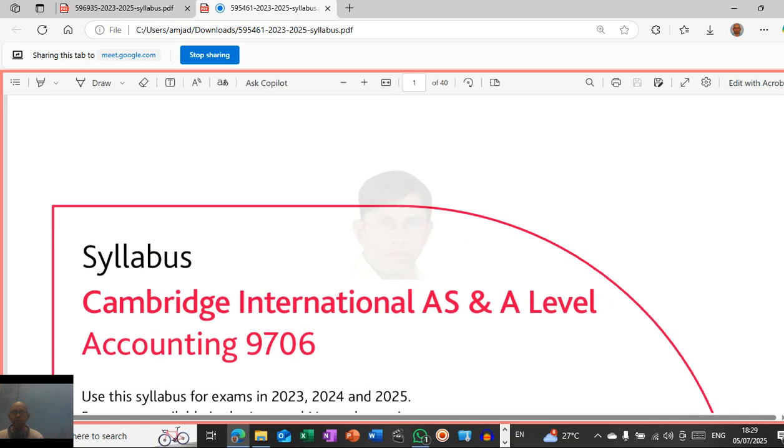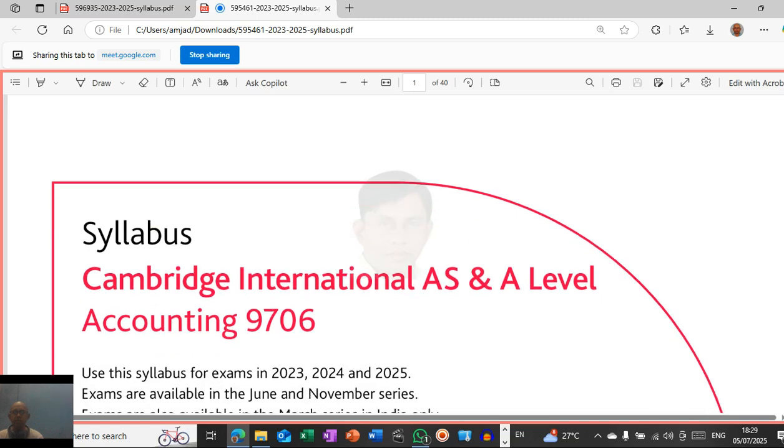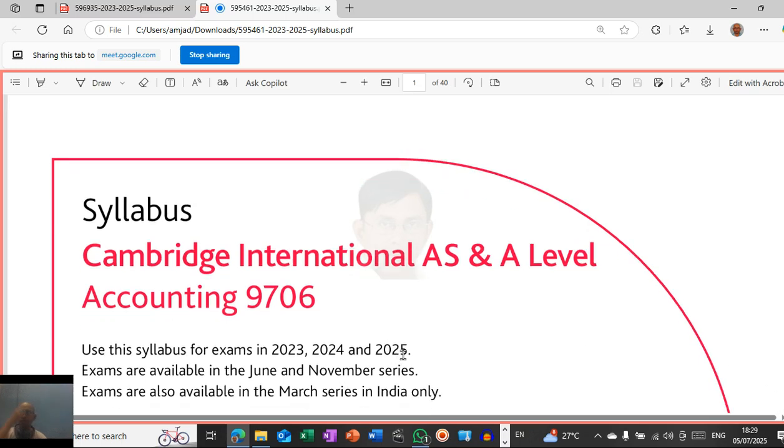So we will cover the syllabus for exams in 2023, 2024, and 2025. The relevant year is 2025. Exams are available in the June and November series. Exams are also available in the March series in India only.